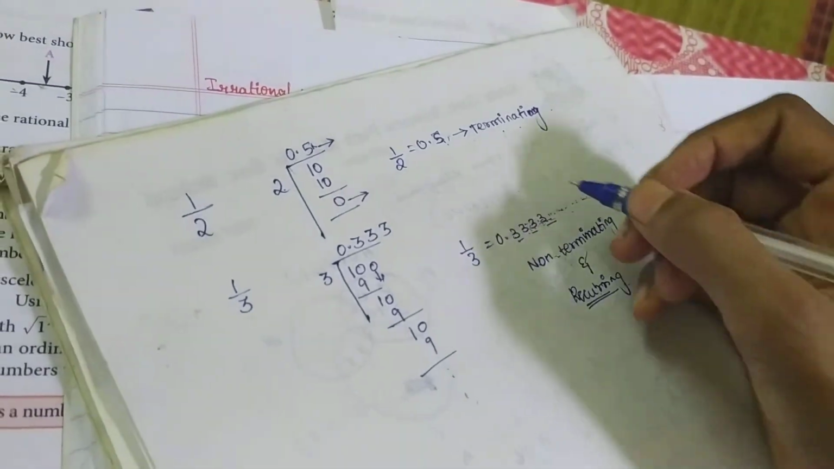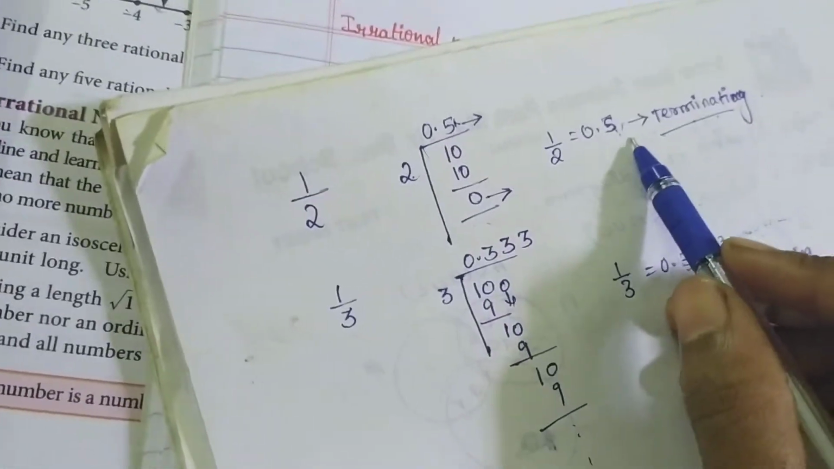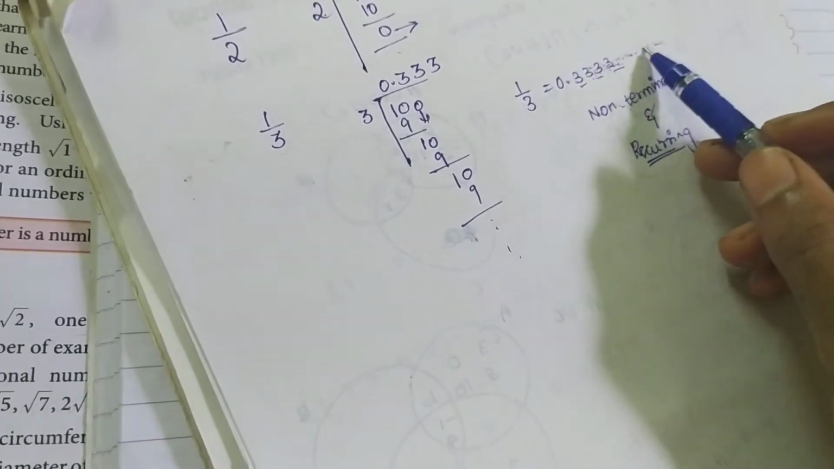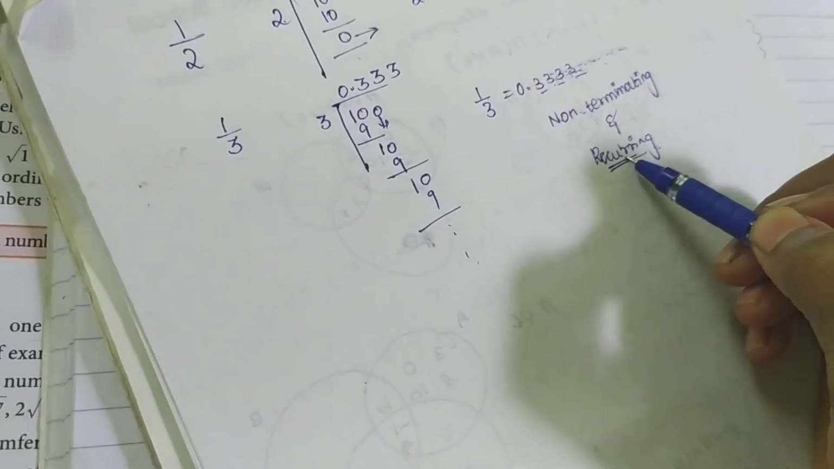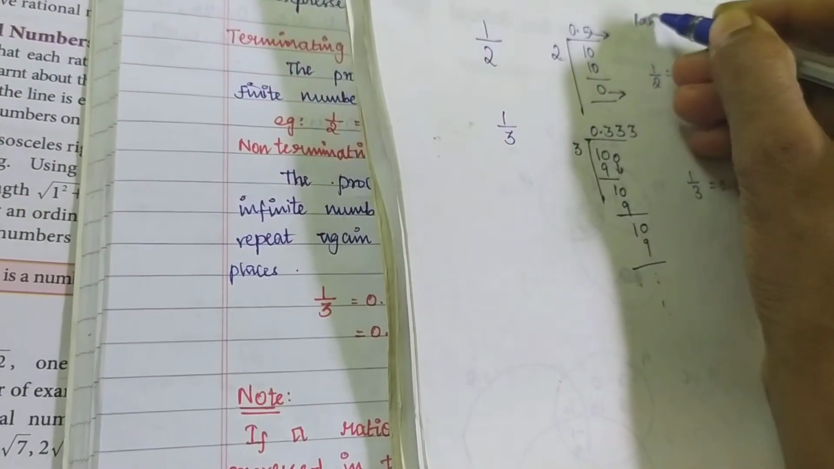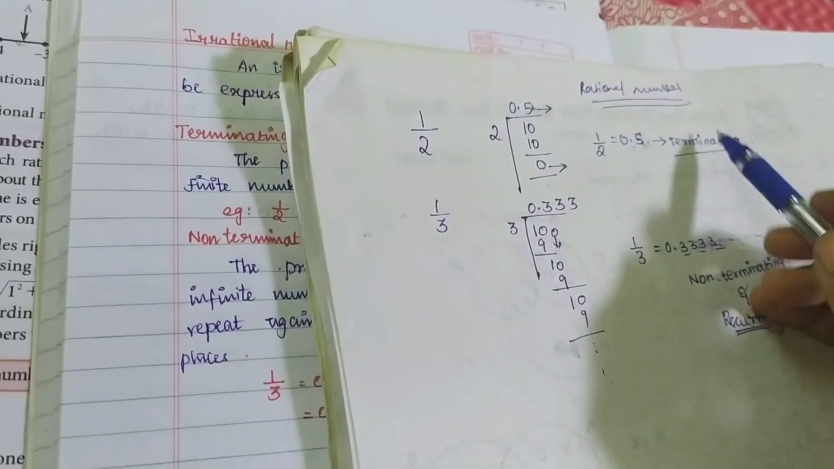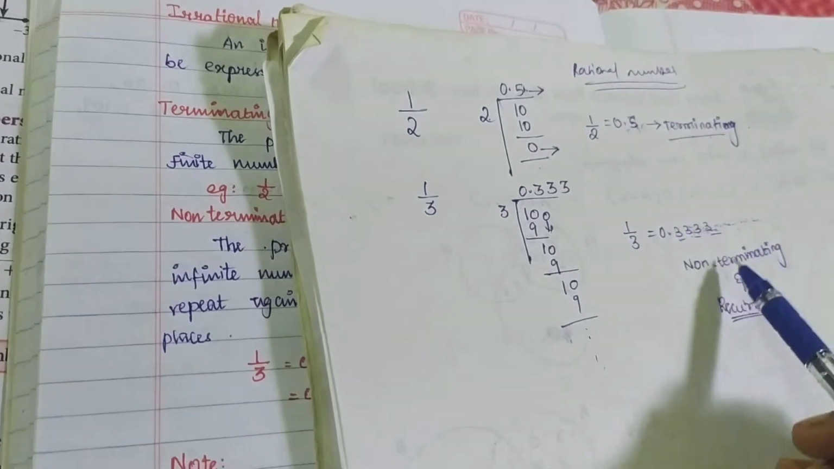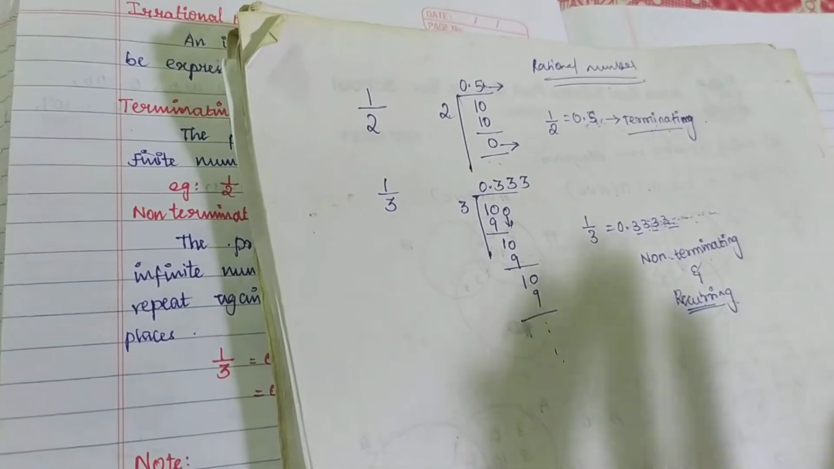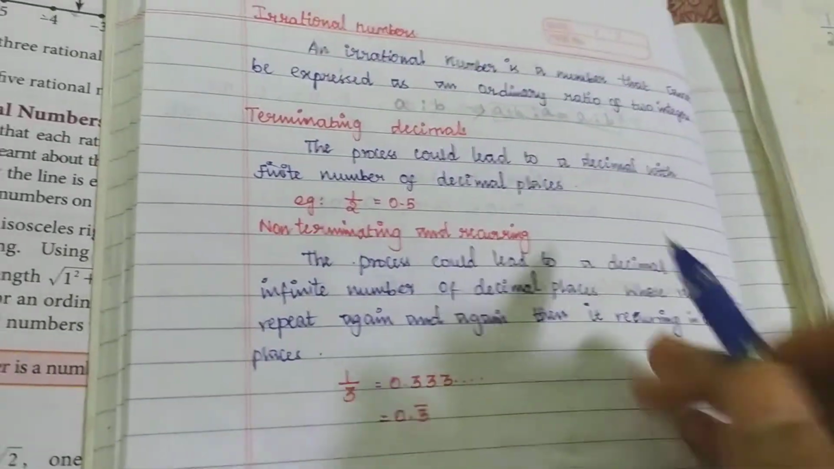So terminating means my remainder is 0 and this is the end. Terminating, non-terminating means the same number keeps going, which is non-terminating as well as recurring. Okay, this is representing your rational number. Irrational numbers we didn't study deeply in your 9th standard. A rational number should be terminating or non-terminating and recurring alone. That should be your rational number. That's what is given in the statement.